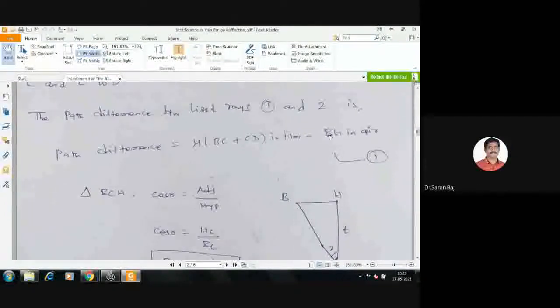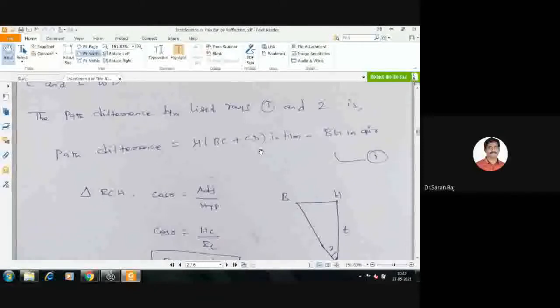So this is equation number 1 I have considered. Now I will calculate the BC value, the CD value, and the BG value. These three values I will calculate first of all. Then we apply those values in this formula and we can get the path difference.